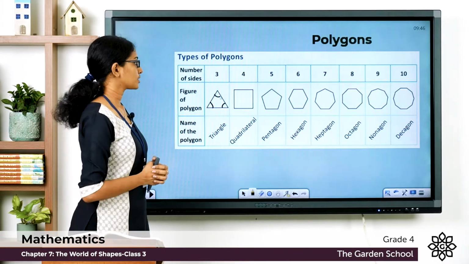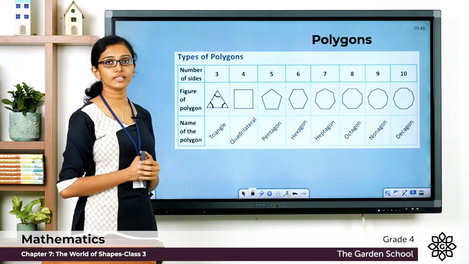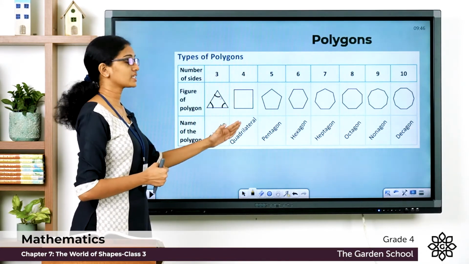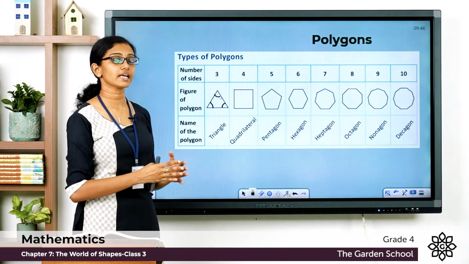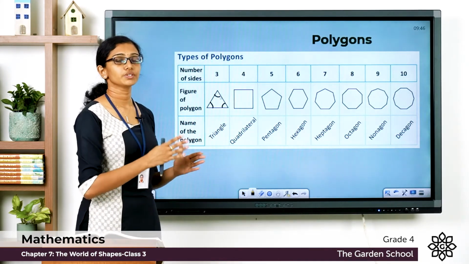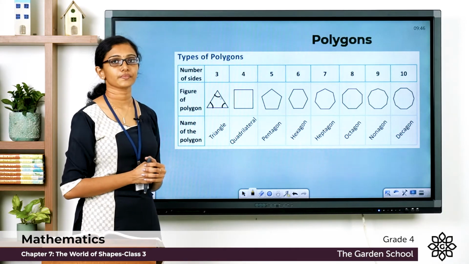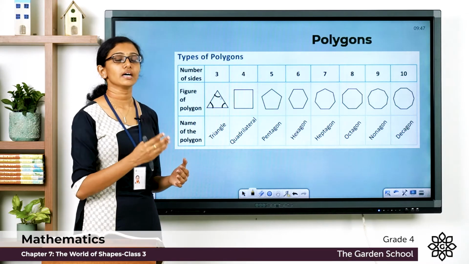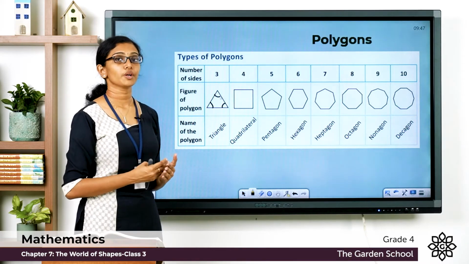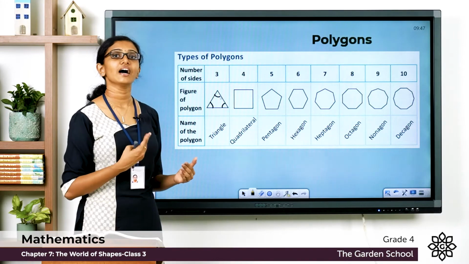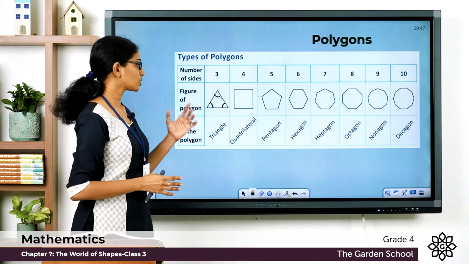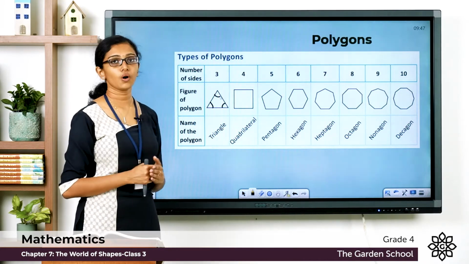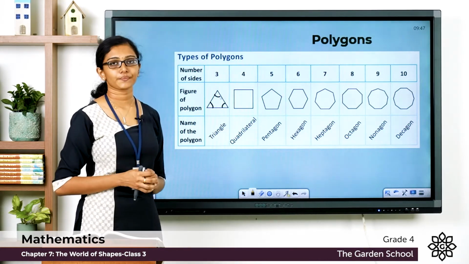The next example, you have a 4-sided figure there. And since it has 4 sides, it's called a quadrilateral in general. A quadrilateral means it is a polygon which is a 4-sided polygon. A square is a quadrilateral. A rectangle is also a quadrilateral. You'll learn more about the different types of quadrilateral in your higher classes. In general, quadrilateral means a 4-sided figure because the word quadri means 4 and lateral means sides.